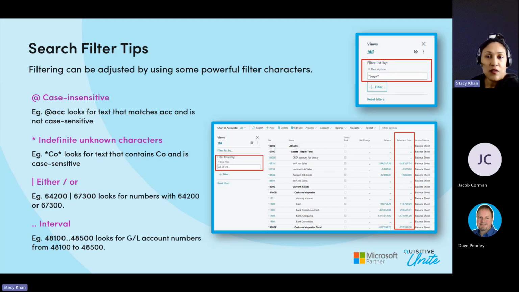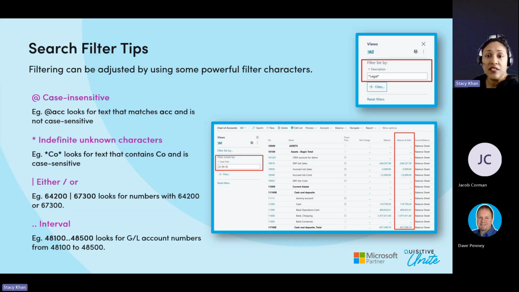Continuing again with the tips and tricks, as you know, Business Central offers a robust search and filter functionality that enables you to apply filters on all list pages, including your general ledger and your chart of accounts. And even better, it includes powerful filter characters that enhance your filtering efficiency.